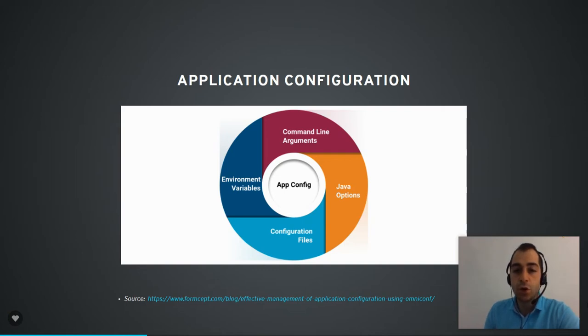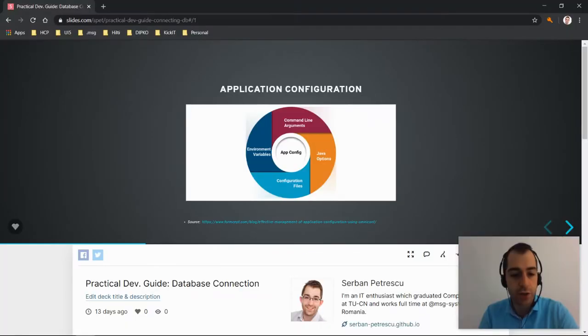Basically, most web frameworks, at least the bigger ones, have a concept in which you can get these values either from some file or from environment variables or from Java options, for example. In our case, we will use a file and it's actually just built into Spring. So let's just jump into it.